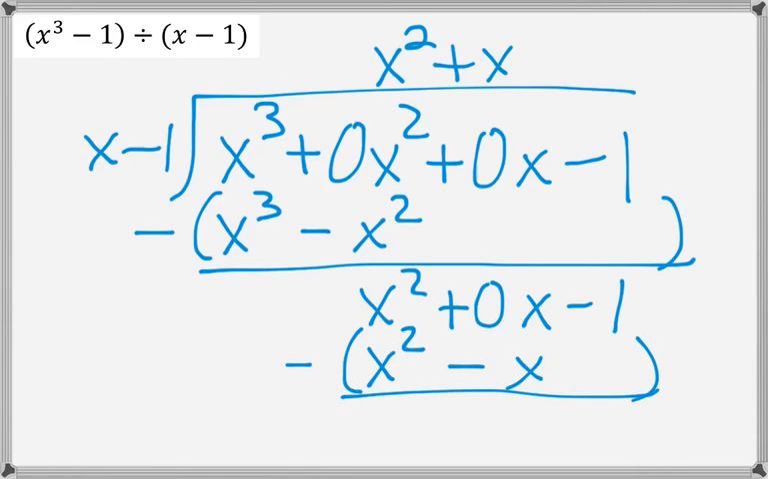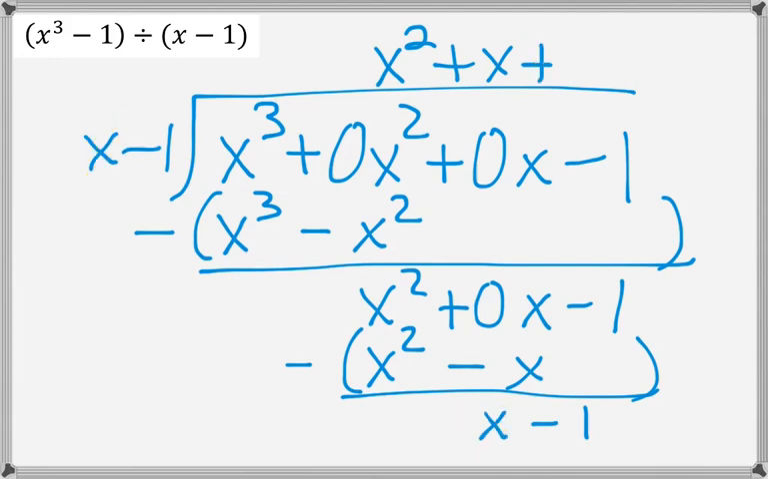And then we'll subtract that from what we had. So x squared minus x squared is 0. And then again, we have 0 minus -1, which is positive 1. And we have one more step here. X times 1 gives us x.